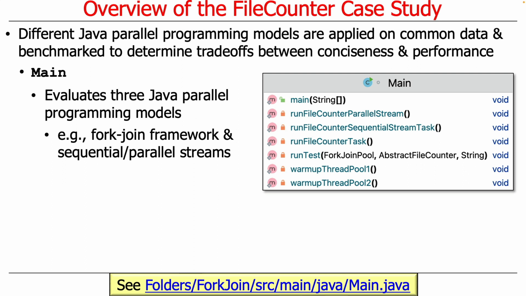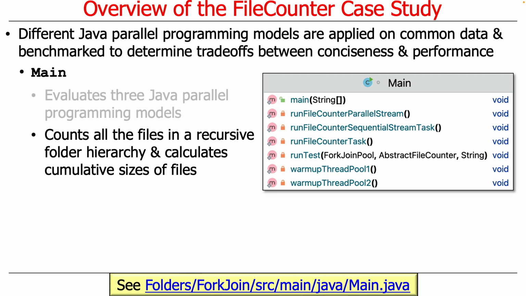So programming assignment number 2 will have you do this. It'll have you encapsulate the programming and the control flow of fork join tasks using Java sequential streams. So it's a good way to ease into sequential streams by building on what we covered in assignment 1. The actual test program here and all the different classes it uses counts all the files in a recursive folder hierarchy and calculates the cumulative sizes of said files, the number of bytes that they contain.